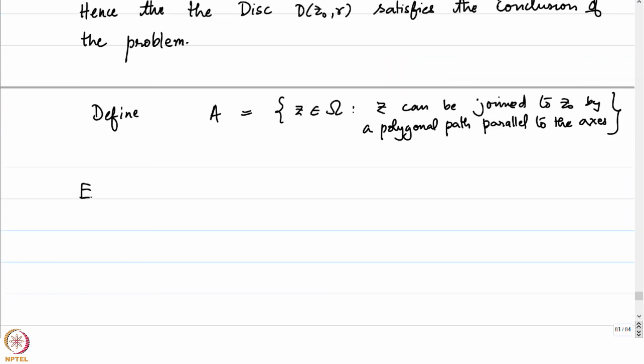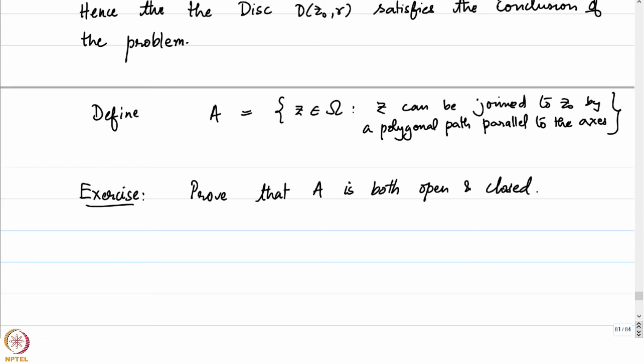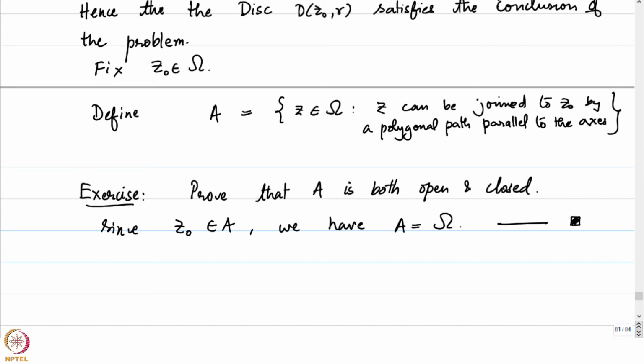I will leave it as an exercise here because we have already done this argument once. Prove that A is both open and closed. Using the disk, and by concatenating the paths inside the disk, we will be able to show that it is open, and that its complement is open in a similar manner. A complement will be open by showing that every point is an interior point. And since z0 itself is a point in A, which we fixed in omega before defining A, we have A equal to omega. We are done. So connectedness is actually kind of nice. We have some really nice paths which can be used to connect any two points in our given domain.